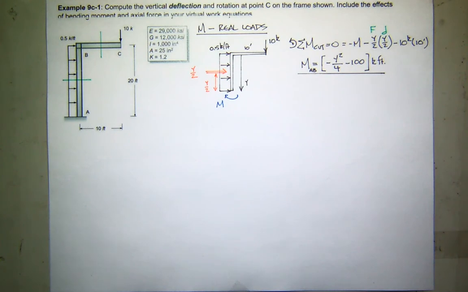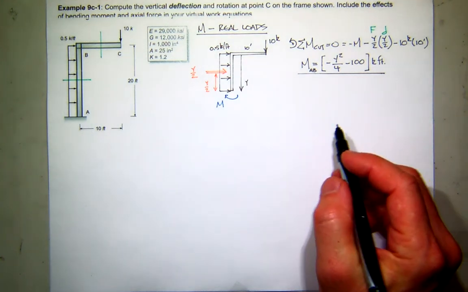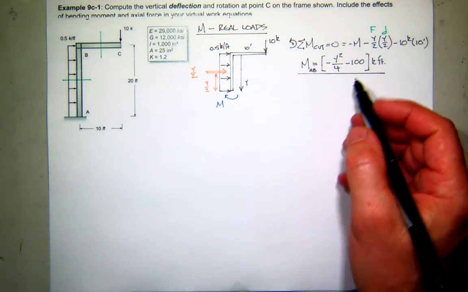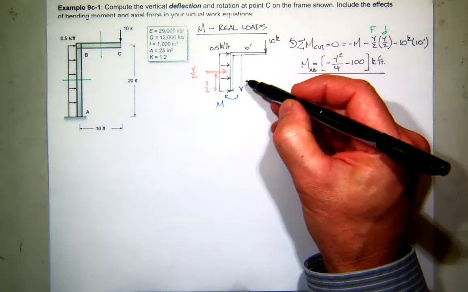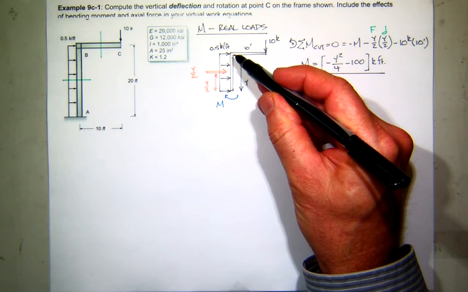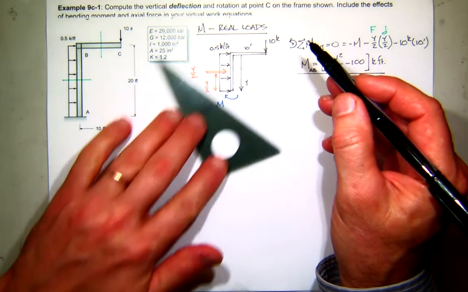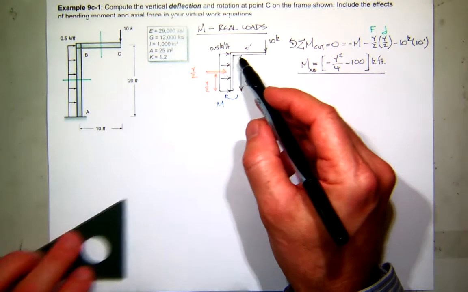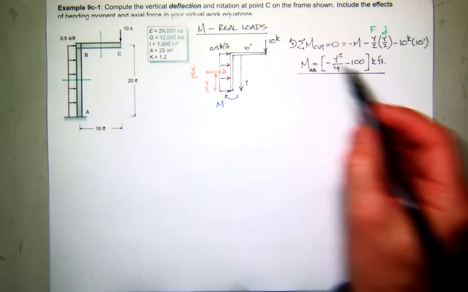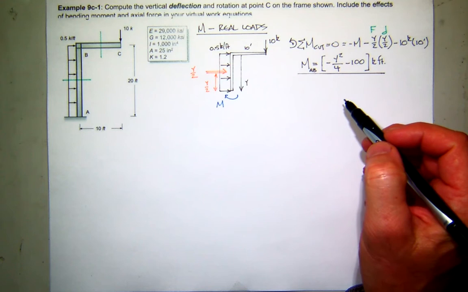Okay. Is there some way we can check that? Make sure it looks decent? Well, the easiest one to check would be probably when y is 0. So when y is 0, that means we're at this point right here. So all of this is gone. And what's the internal moment there? Well, it would just be 100 times 10 or minus 100. So that seems to work.